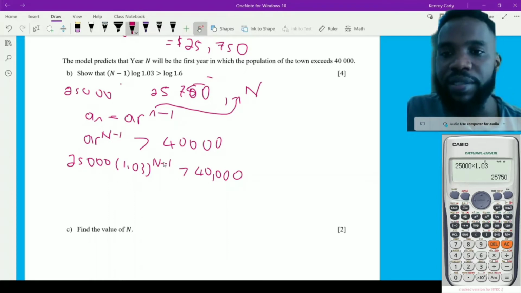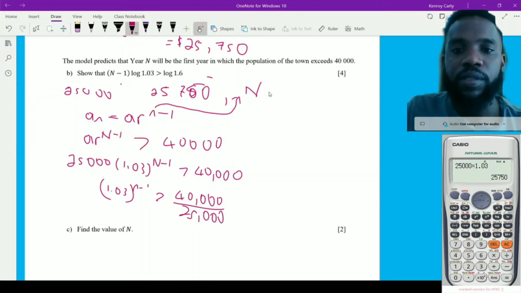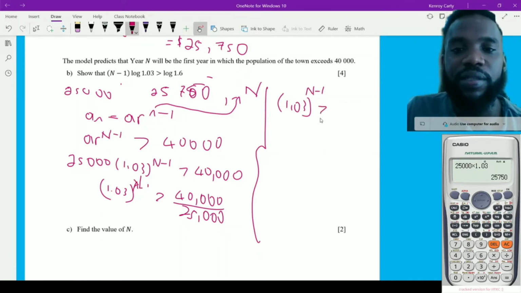I need to find N. I need to transpose this, or I need to break this down. So what I'm going to do is get rid of this 25,000 that is right here before we can take down the N minus 1. So I'm going to have 1.03 to the N minus 1 is greater than 40,000 divided by 25,000. So this boils down to give me 1.03 to the capital N minus 1, because they said after N years, and that's capital N, is greater than. Alright, so we have 40,000 divided by 25,000, which is going to give me 1.6. Alright, and we could plug it in the calculator, but we don't need to.